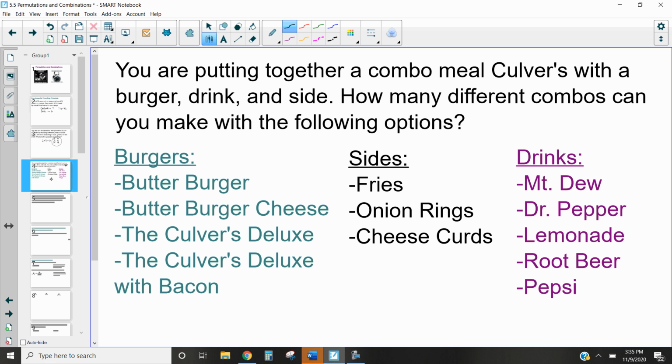So say you're putting together a combo meal at Culver's with a burger, a drink, and a side. How many different combos can you make with the following options? Well, with our burgers, we have 4 options. We have 3 options for our sides, and we have 5 options for our drinks. So the fundamental counting principle says that I can multiply these 3 things to figure out how many total combos I can make. And 4 times 3 is 12, times 5 means that we have 60 different combinations there. So we've got 60 options that we can choose from here: 4 burgers, 3 sides, 5 drinks, 60 different combinations of those things.